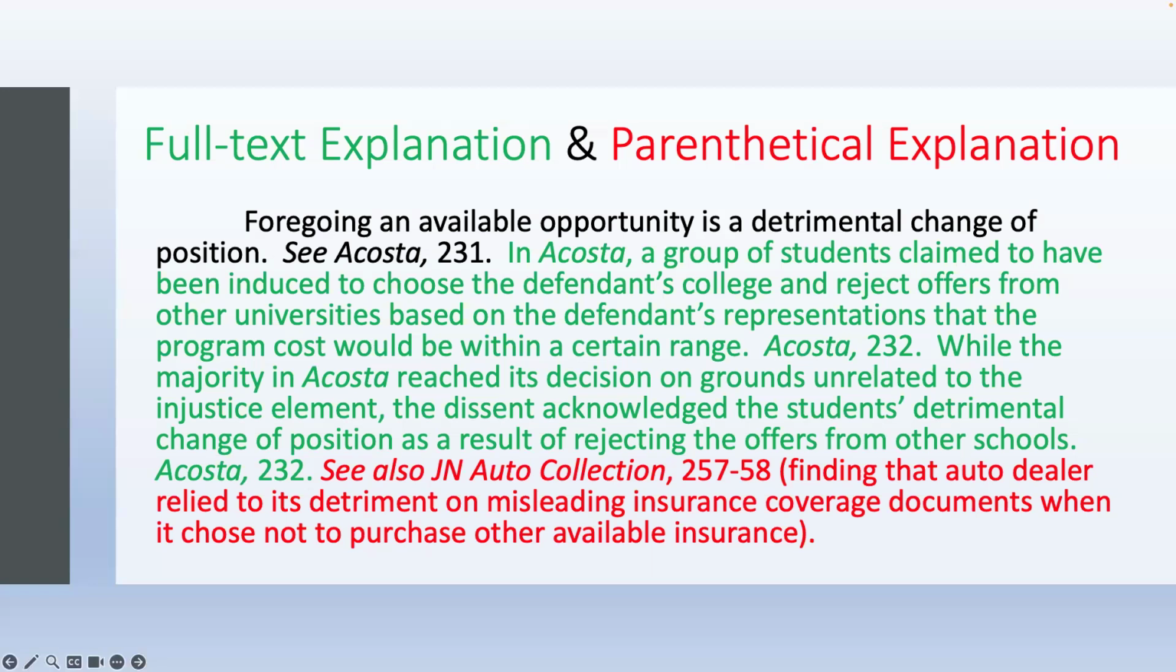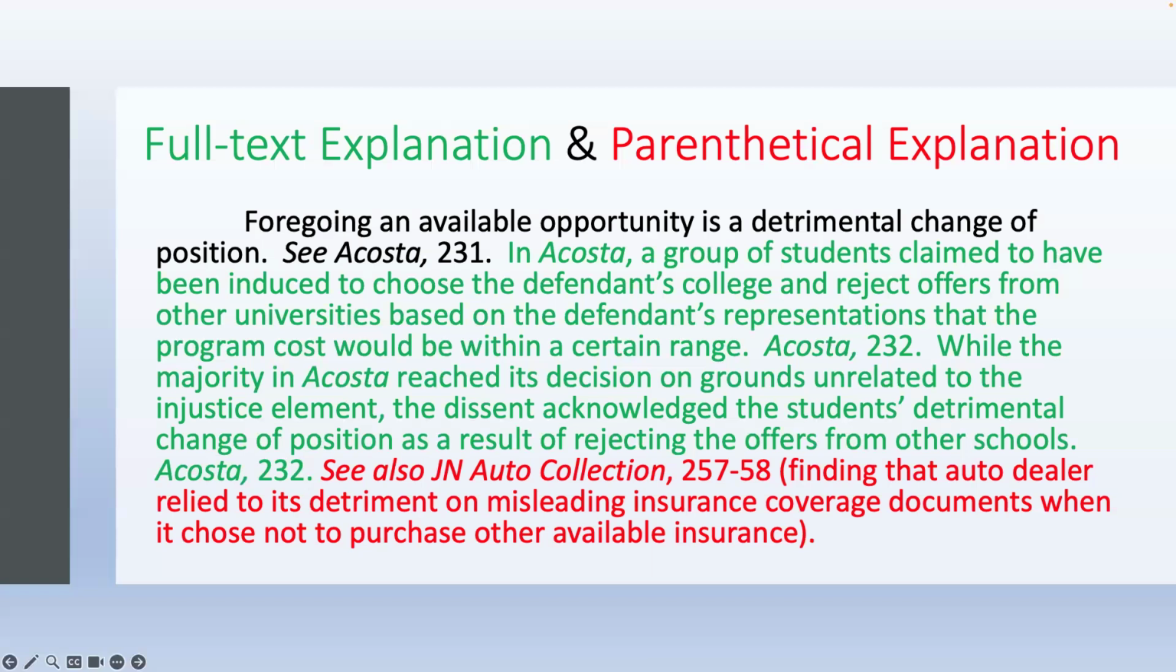said, in Acosta, a group of students claimed to have been induced to choose the defendant's college and reject offers from other universities based on the defendant's representations that the program costs would be within a certain range. Now you see a cite, Acosta, 232. That's just the facts. We're not talking about what the court said, but those are the facts from Acosta.